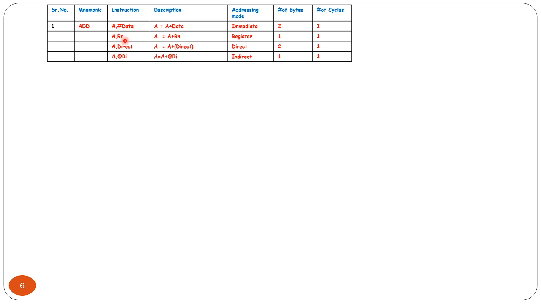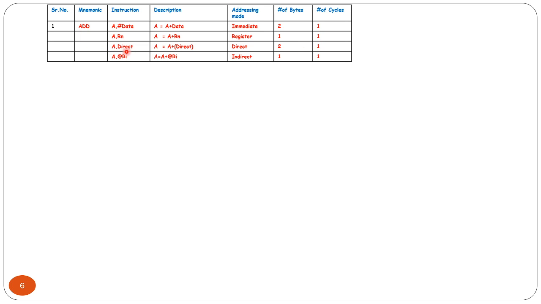ADD A, Rn: the content of the general purpose register Rn, where n stands from 0 to 7, gets added to the accumulator. The result is stored in the accumulator register. The content of the accumulator changes, the content of Rn does not change. It is the register addressing. 1 byte of memory is required to store this instruction, and the machine cycle is 1 cycle.